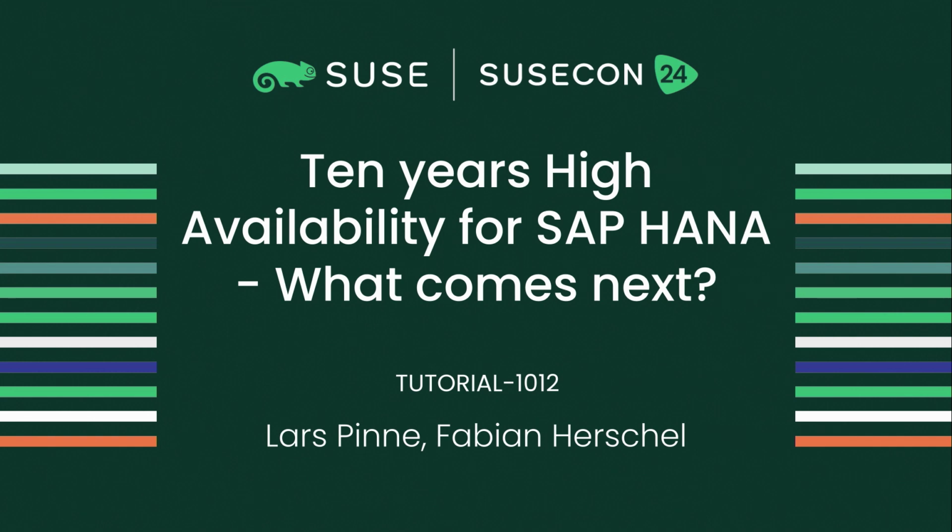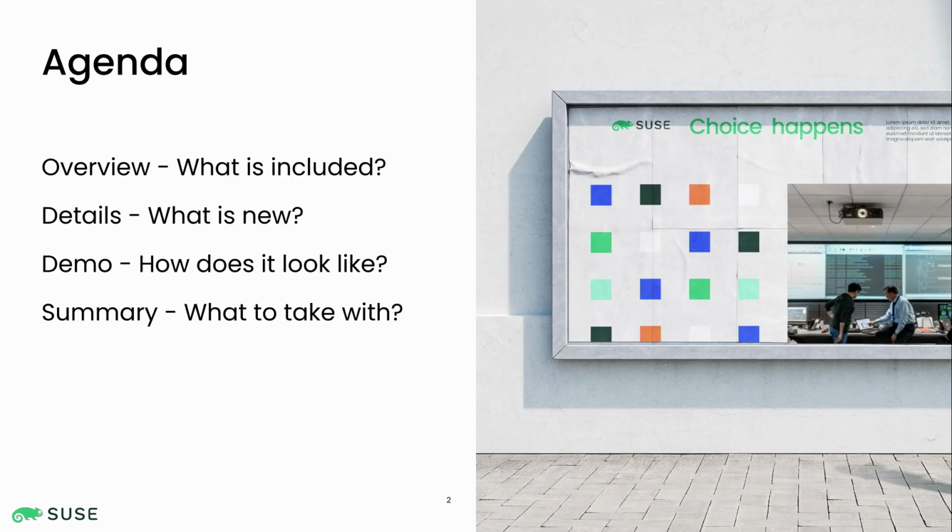Yeah, my name is Lars Pinner. I'm working with Fabian in the SAP Linux lab on the same topic. And today we want to present you more about what comes next. And we have organized the overall session into more or less 4 sections. First, we would like to give you an overview of the solution we have prepared for you. Then we will look into the details of what is new with this new HA solution for SAP HANA.